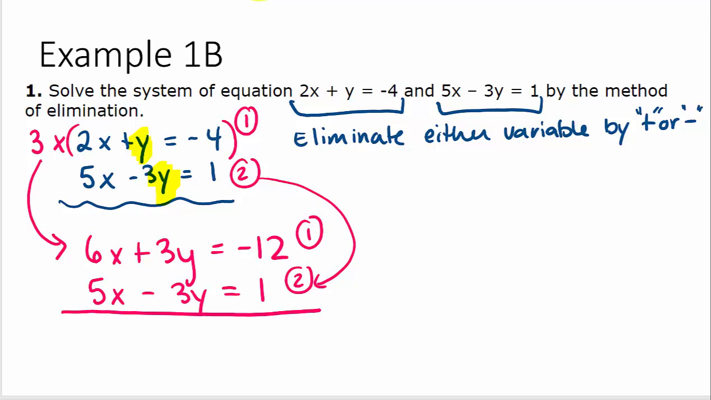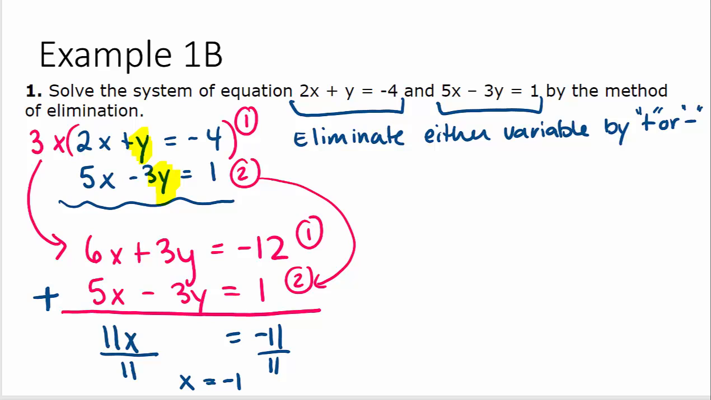Now what I've done is I've created a new set of equations that I can add or subtract in order to eliminate a variable. So if I look at these, if I add them together, I will actually eliminate the y. So 6x plus 5x will give me 11x. 3y minus 3y will give me 0y. And on the right hand side, negative 12 plus 1 is negative 11.